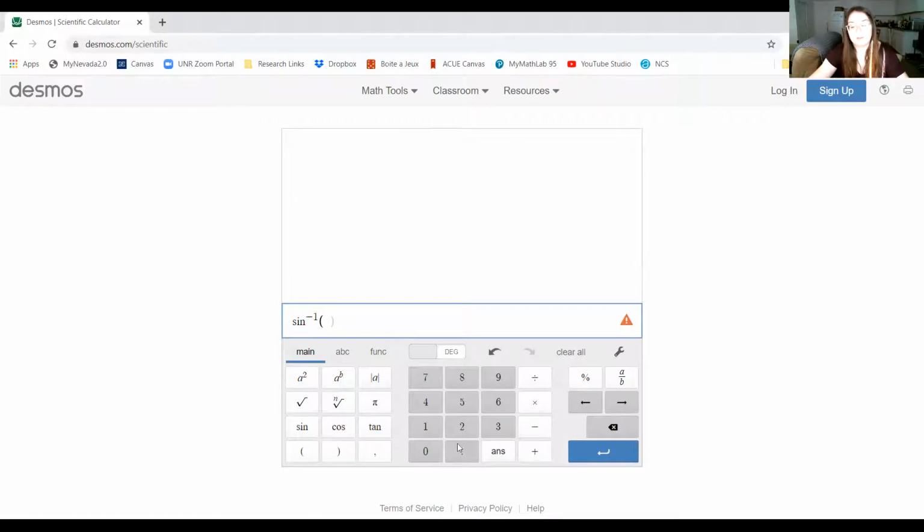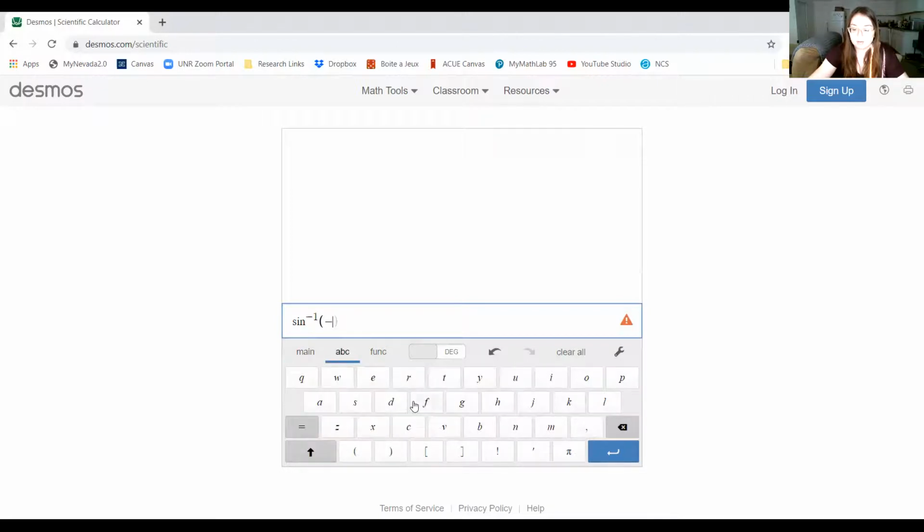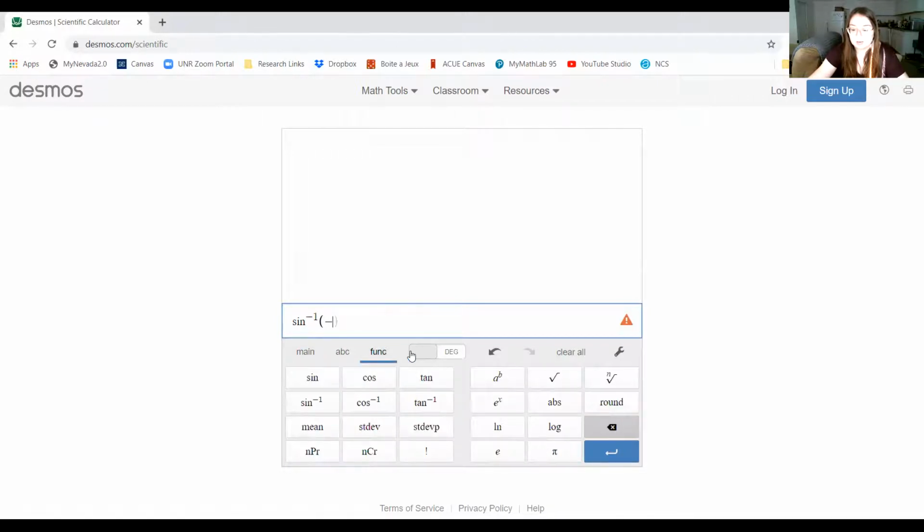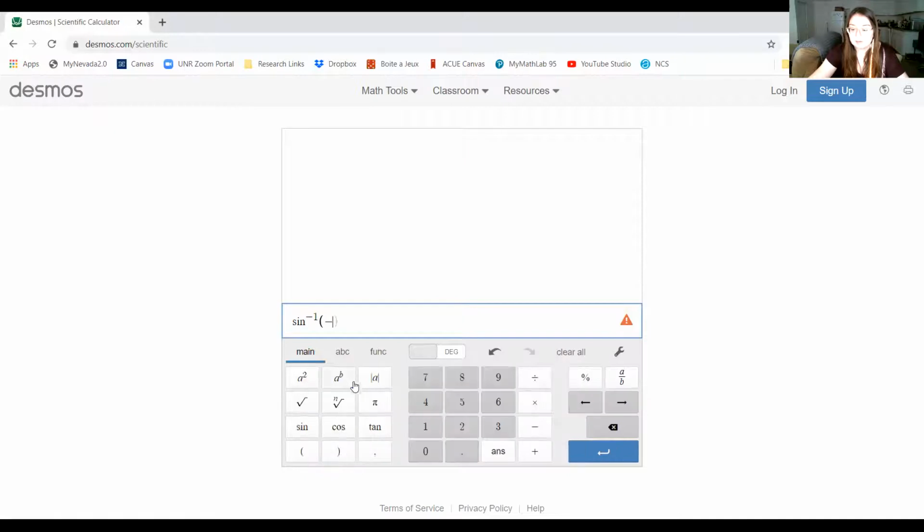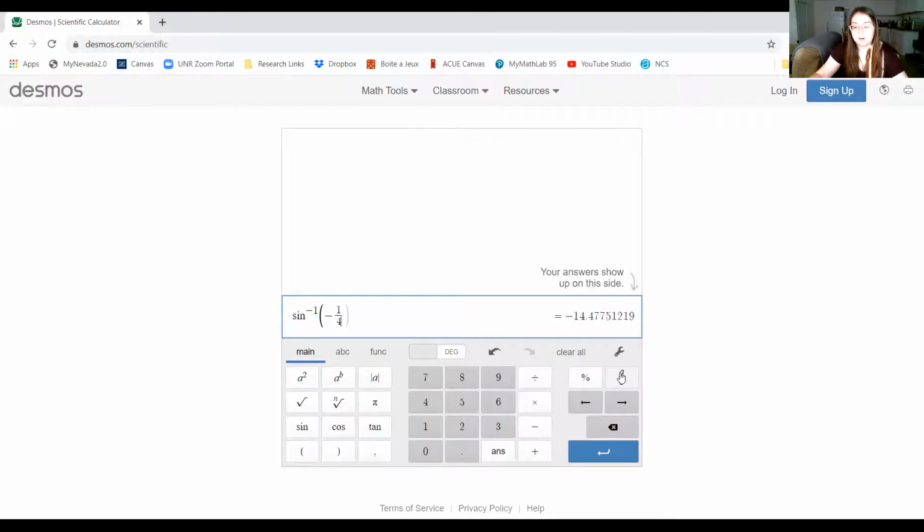So we need to put in -1/4, so we'll put in our minus sign, and then we'll say 1 over 4. You can either find how to put in a fraction, but, oh yeah, here it is. So you can put in a fraction this way, or the easiest way is to do the forward slash. So we have sine inverse of -1 over 4. And this gives us a strange answer. We get this negative 14.47, and it just doesn't really seem right.